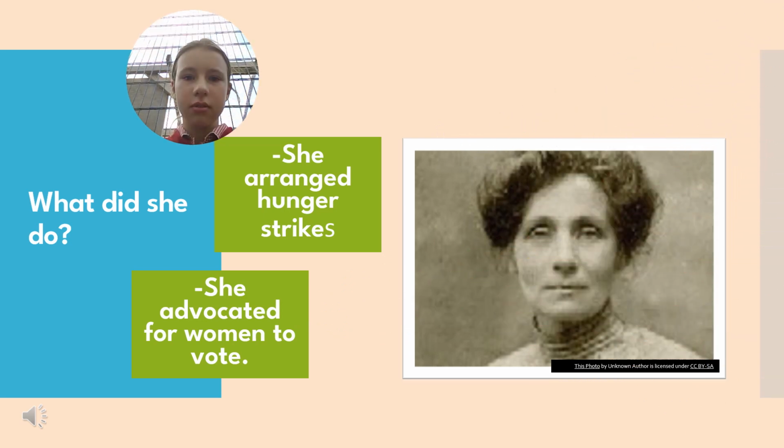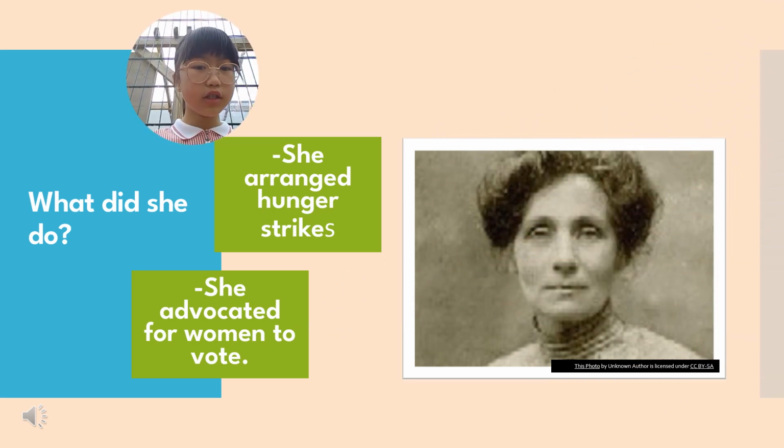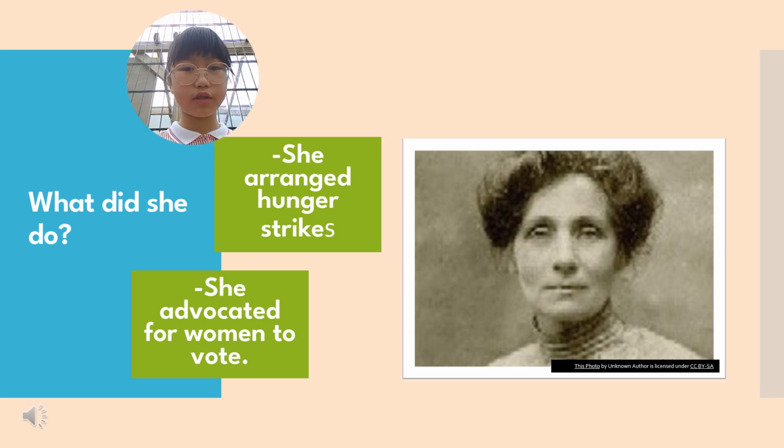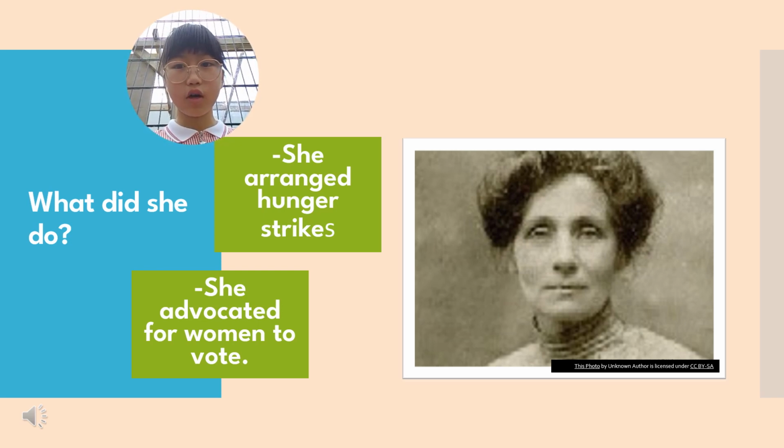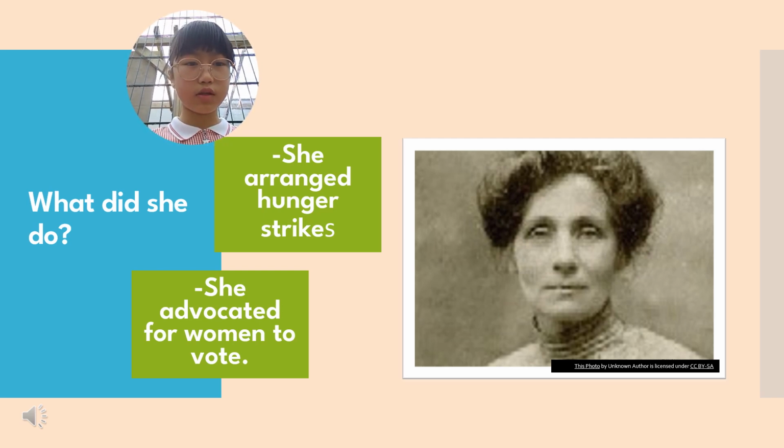What did she do? She arranged hunger strikes because she had a 2-month prison sentence for throwing a stone at a window of 10 Downing Street in 1912, which was the Prime Minister's residence. Emmeline recommended for married women to have all the rights to vote.